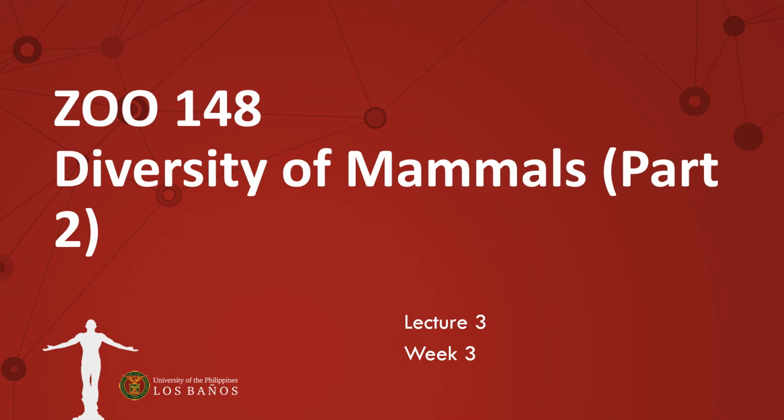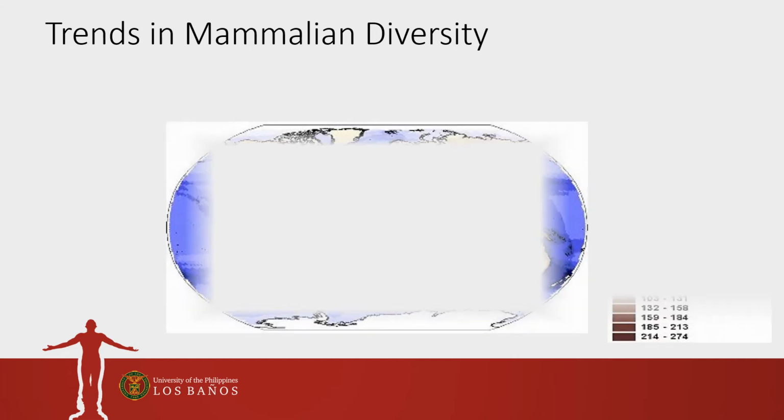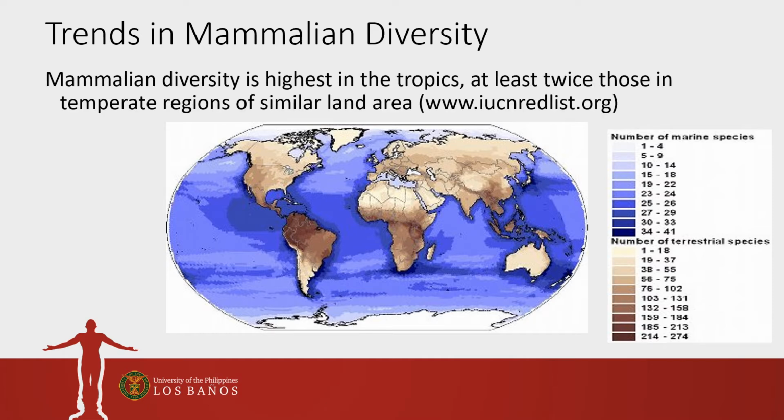The third lecture is still on the diversity of mammals, so this is the second part. If we take a look at the trends in mammalian diversity, what do you see there? Mammalian diversity, as you can see, is highest in the tropics, at least twice those in temperate regions of similar land area.